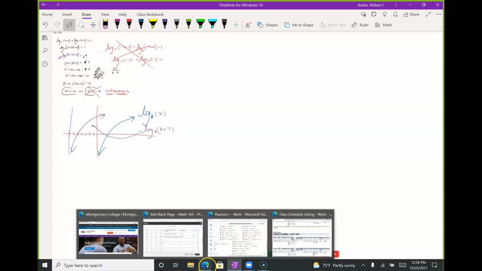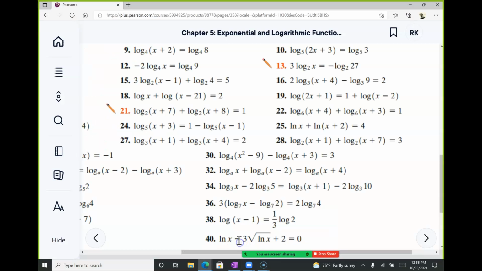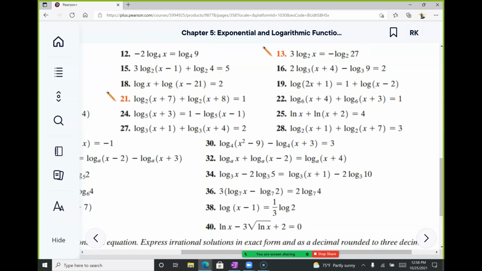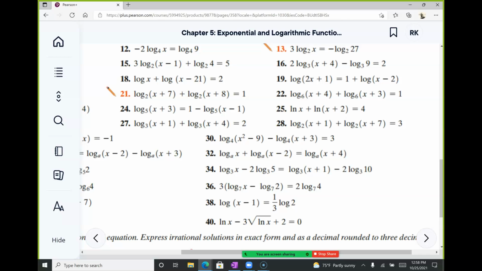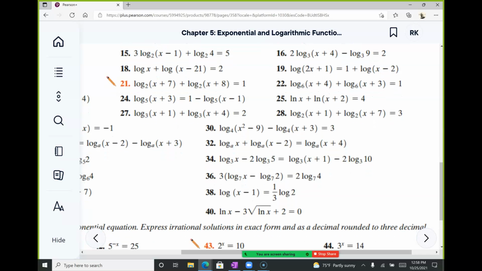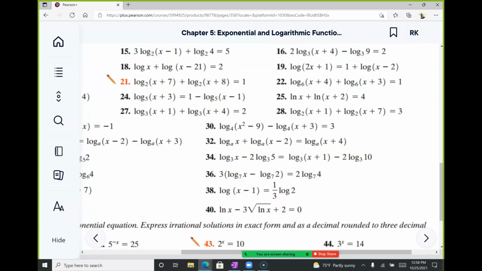Let's do another one of those. 32 looks fine. Let's do 32.